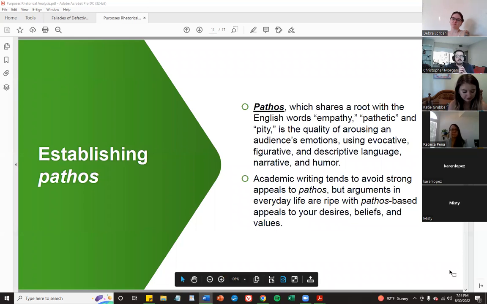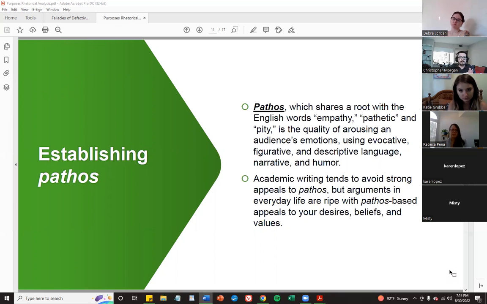Pathos shares a root with English words like empathy and pathetic and pity. It's the quality of arousing the audience's emotions using evocative, figurative, and descriptive language, narrative, and humor. Academic writing tends to avoid strong appeals to pathos, but arguments in everyday life are ripe with them, appealing to your desires, your beliefs, and your values.